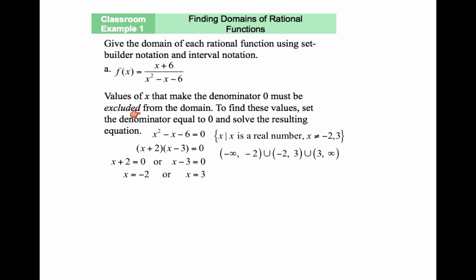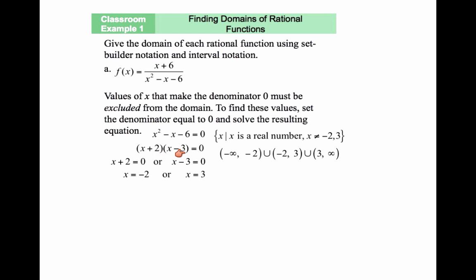Values of x that make the denominator 0 must be excluded from the domain. To find these values, set the denominator equal to 0. So what we do is we look at the denominator only. We don't care about the top of the fraction, just the bottom. We take x squared minus x minus 6 equal to 0, and we find for what value of x that would become 0. To do that, we need to factor this.